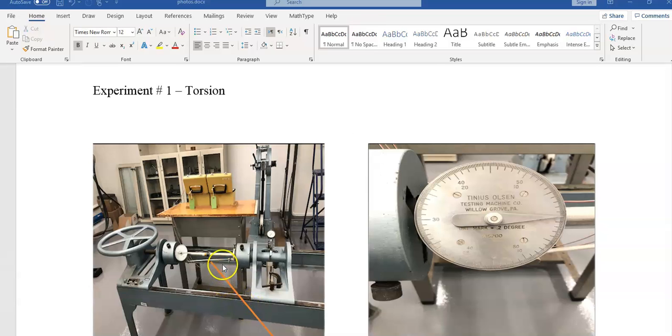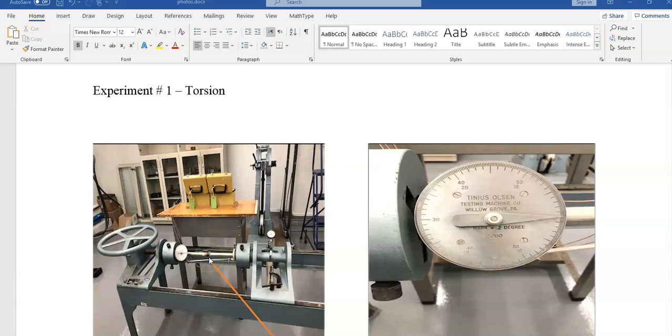In the torsion test, a cylindrical shaft is placed between these two ends. One end is fixed, the other end is rotating. The angle of rotation is read from this traptometer, which is shown in a zoomed-in view here. You apply a torque using this torque wheel, and then you would read the angle of rotation from this traptometer.